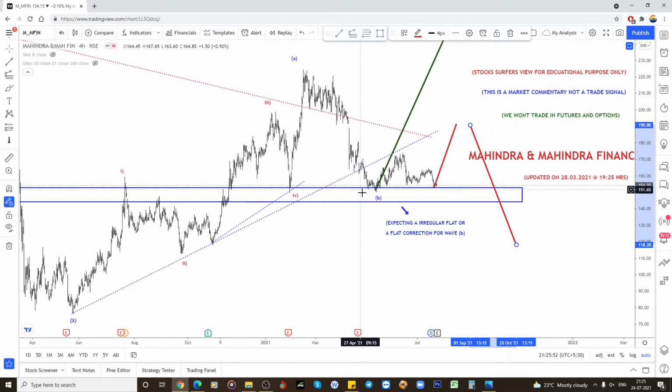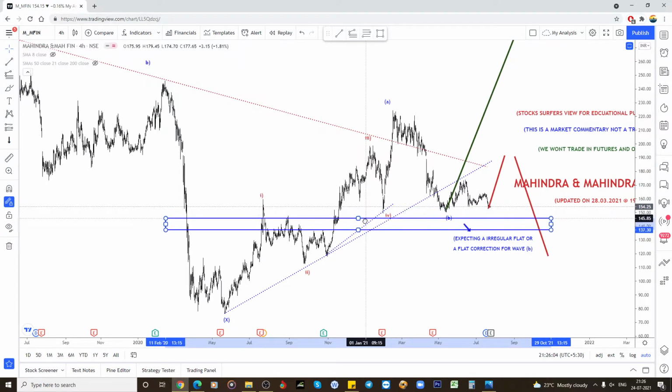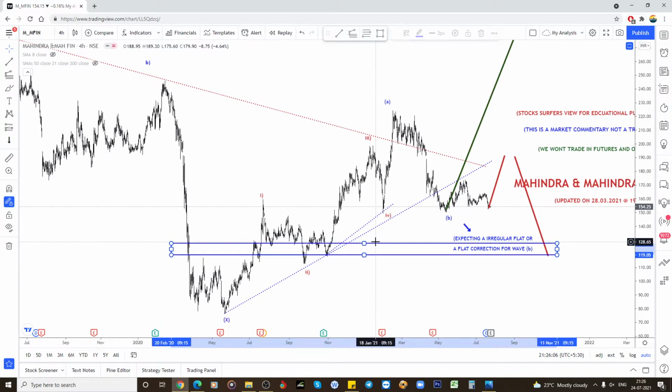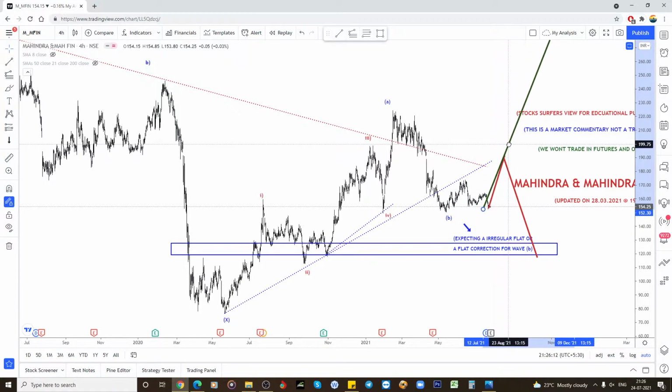So if it is the end of this B, we may get an absolutely aggressive movement. Otherwise, if it is a W, X, A, B, C, so one more low is also possible. Whether the next support zone is here. So from here it can be bullish. Otherwise, if we get a strong rejection, we may reach up to 120.